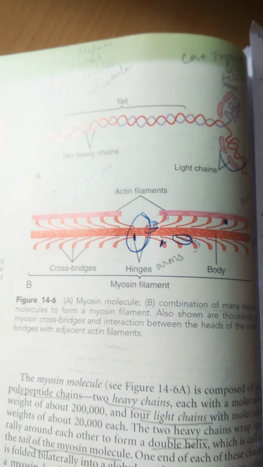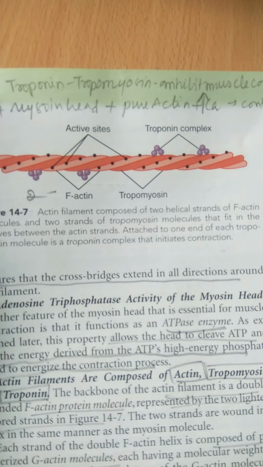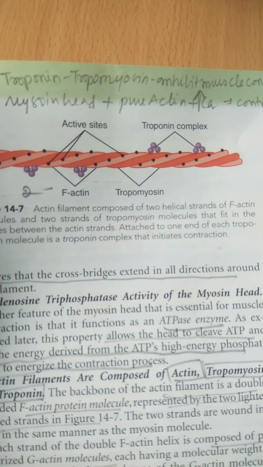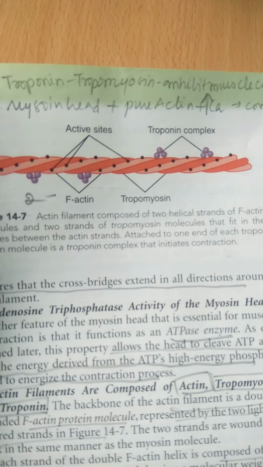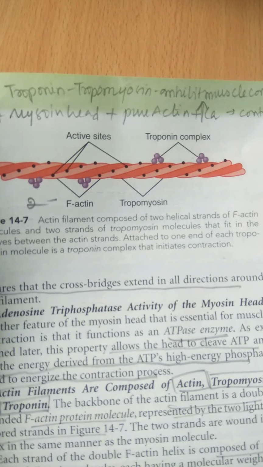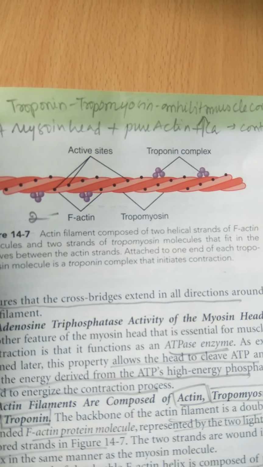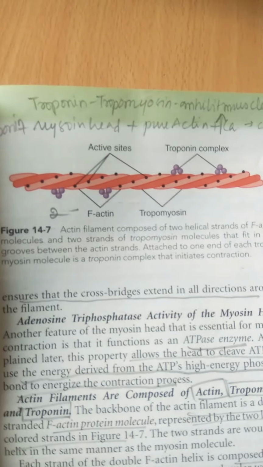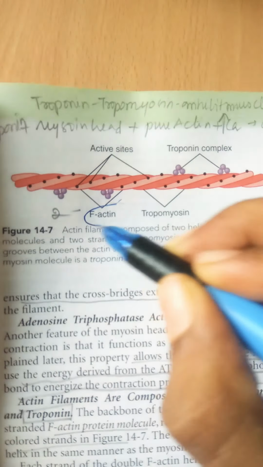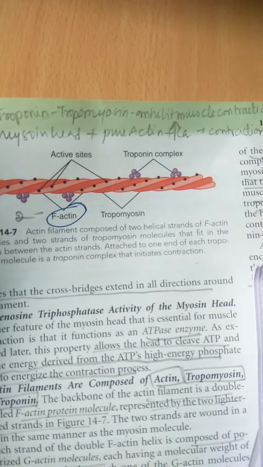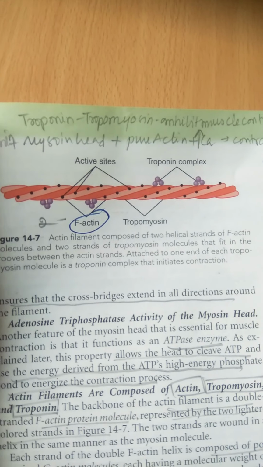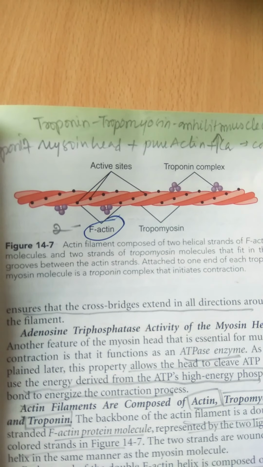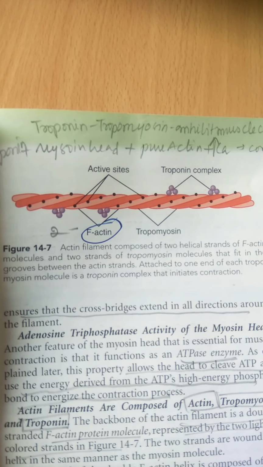Now we'll see about the actin. So this is an actin. Actin filaments are mainly composed of actin, tropomyosin, and troponin. You can see all those names. The main backbone of an actin filament is double-stranded F-actin protein molecules, which are represented by two light-colored strands. You can see these two light-colored strands.